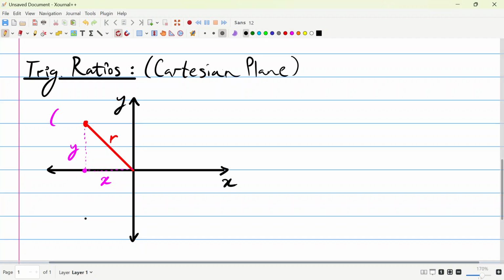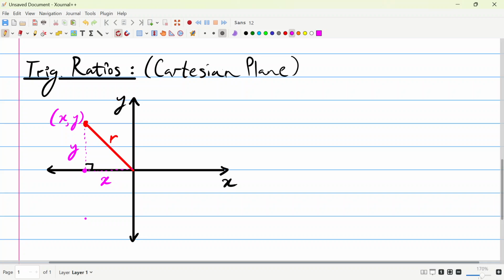And notice what we just did. We just formed ourselves a right angle triangle where we have x, we have y, and we also have r. Notice the x is also parallel to the x-axis, so that's also why we call it x. So here we have an x and a y.